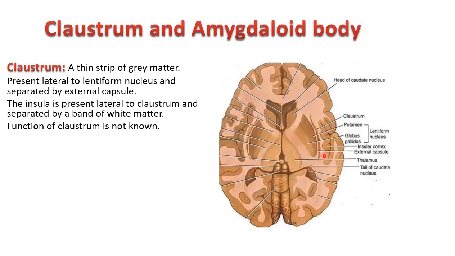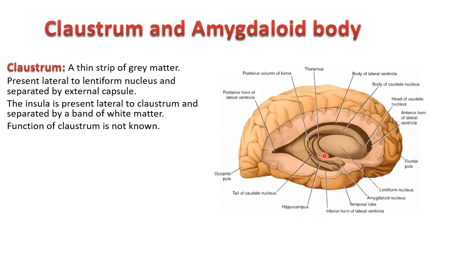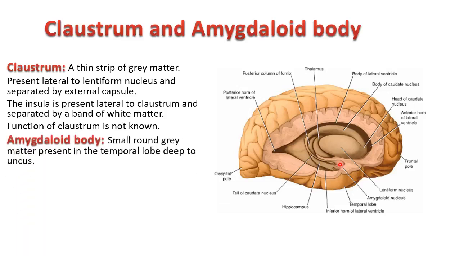claustrum, and then finally coming to the amygdaloid body. So you are able to see here, related to the tail of the caudate nucleus, is a small round mass of gray matter which is called the amygdaloid body or amygdaloid nucleus. So it is situated in the temporal lobe, deep to the uncus of the temporal lobe. The hook-like structure you see in the inferior surface of the temporal lobe is the uncus. So deep within that you see this amygdaloid body.